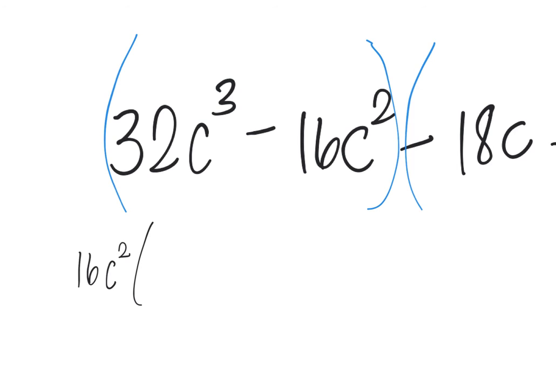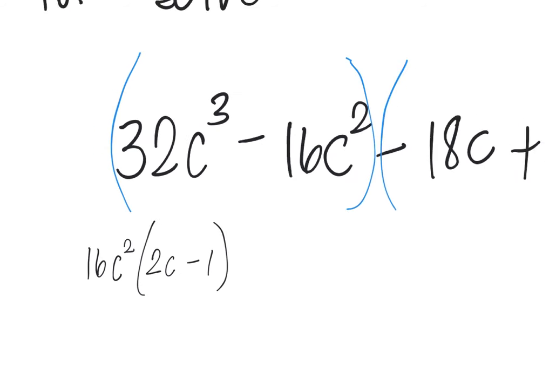So if I take out a 16c squared from 32c cubed, to see what is left, you're saying 32c cubed divided by 16c squared. So 32 divided by 16 is 2, and c cubed divided by c squared is just c. If you take 2 c's away from 3 c's, you're left with 1, okay? And now we want to say negative 16c squared divided by 16c squared, and that's something divided by itself, so just minus 1.